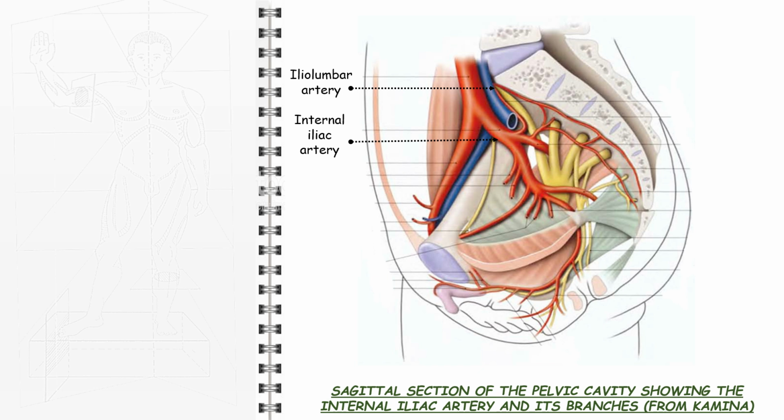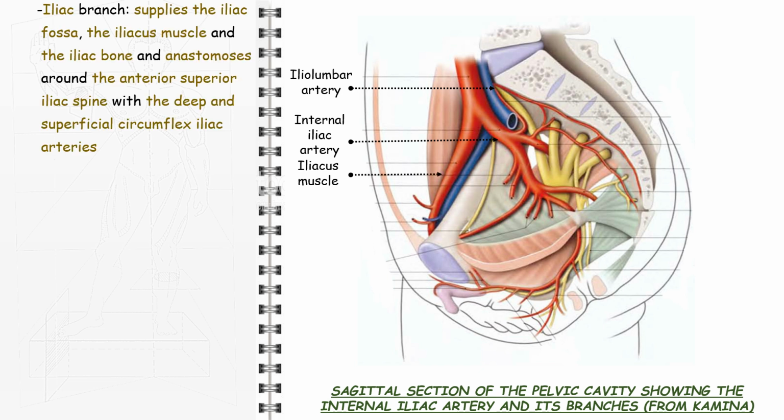It extends to the anastomosis around the anterior superior iliac spine with the deep and superficial circumflex iliac arteries, ascending branch of the lateral circumflex femoral artery and the upper branch of the deep division of the superior gluteal artery.